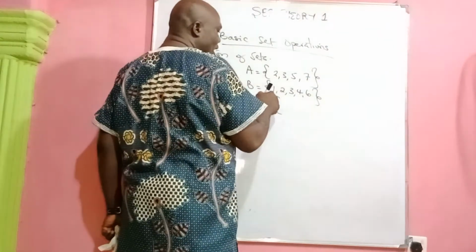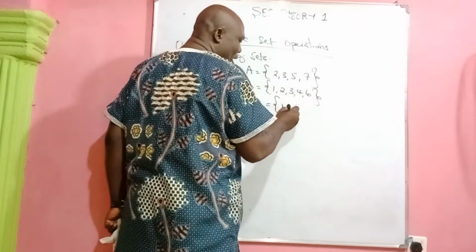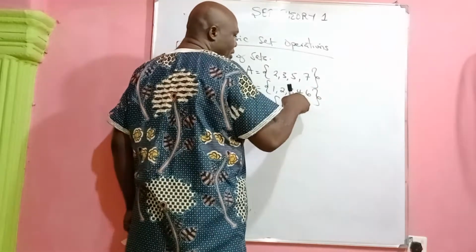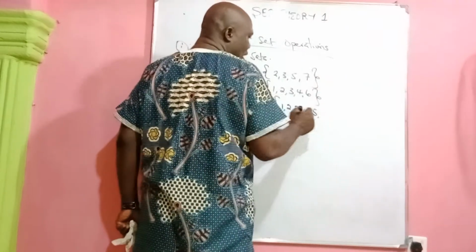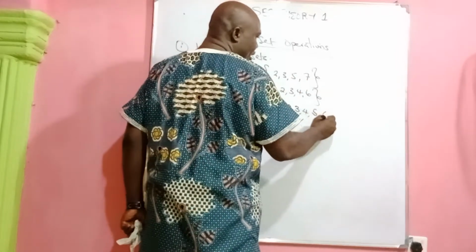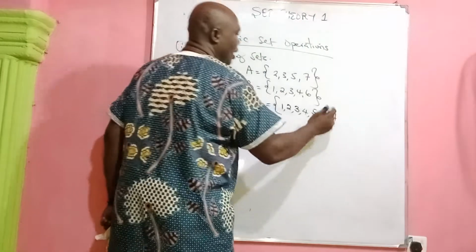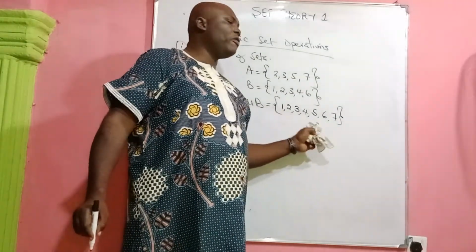So the least element we have here is 1. After 1 we have 2, 2, but we'll take it as only 1, 2. Then after that we have 3. After 3 in an increasing order we have 4. After 4 we have 5. After 5 we have 6. And after 6 we have what? 7. Any other element? No other element. So we stop there. So A union B is 1, 2, 3, 4, 5, 6, 7.